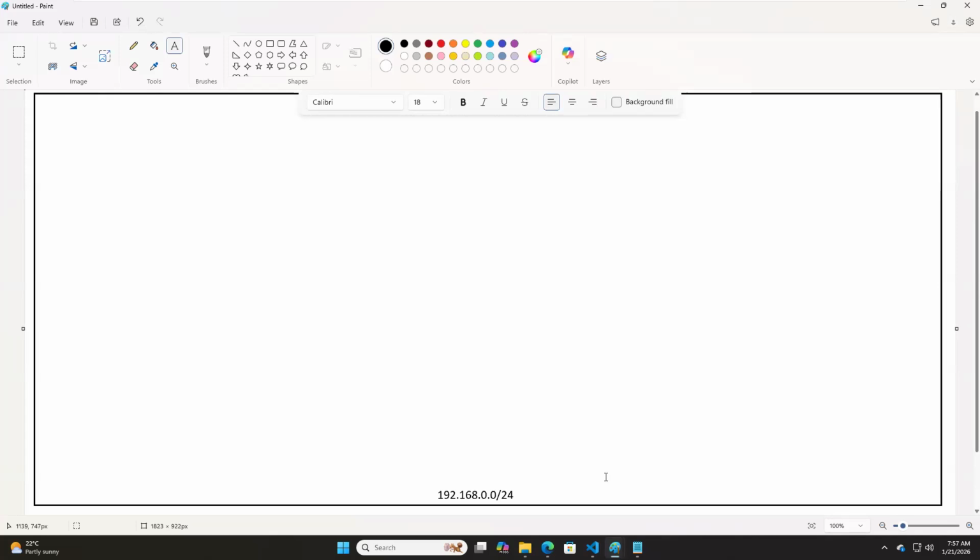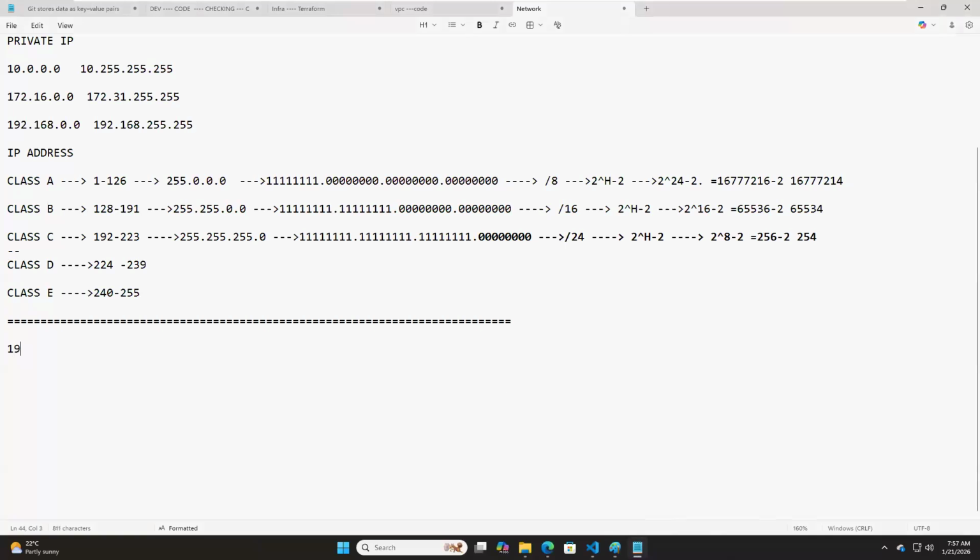So how many devices can I configure in this network? 192.168.0.0 and the subnet mask is /24. /24 means what is the subnet mask? The subnet mask will be 255.255.255.0. So the first 3 octets of the IP address belong to the network portion and the last octet belongs to the host portion. Now what my engineer is saying here is that totally we are going to get 256 IP addresses. Among those, 254 are the usable IPs. So total IPs we have to consider.